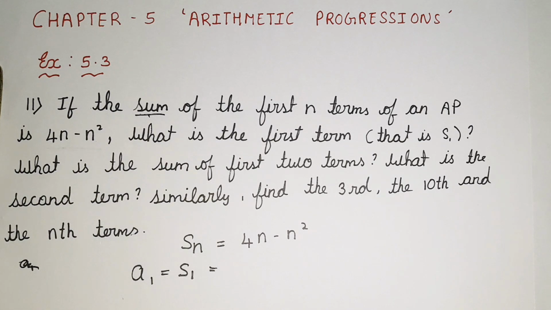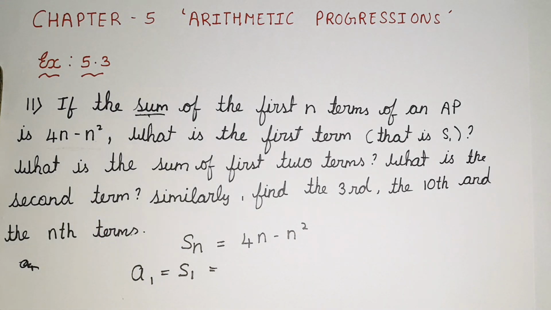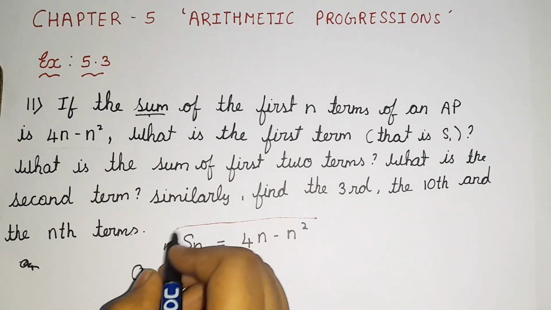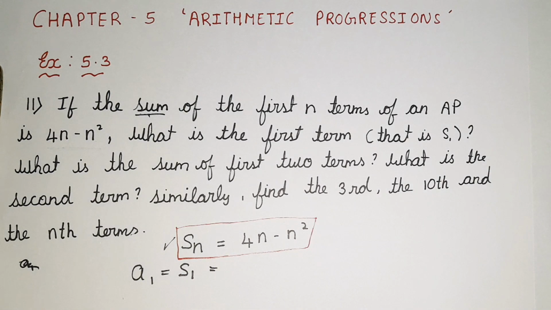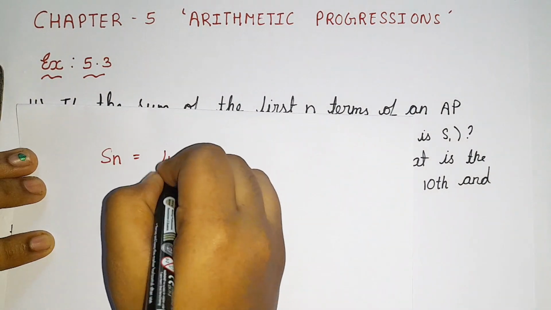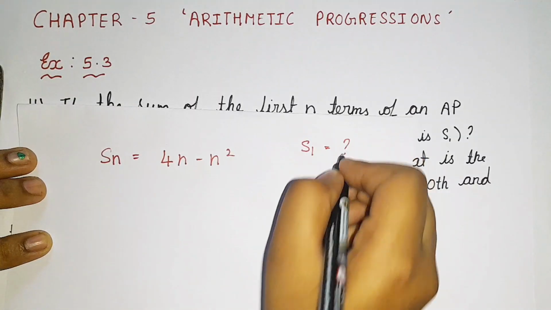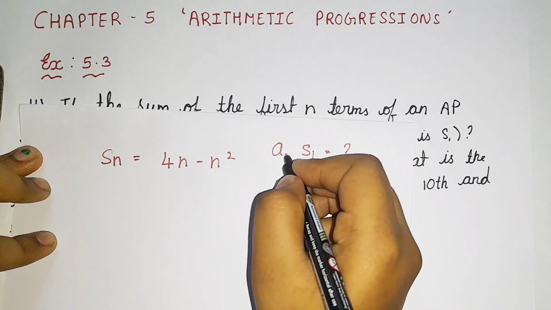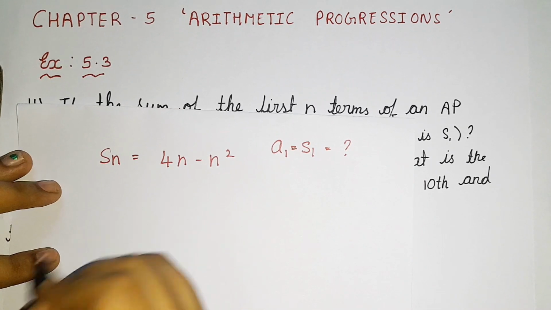Now what are we supposed to find? We are supposed to find the first term. How to find the first term? The only clue is this one: Sn is equal to 4n minus n square. We are going to find all the answers by using this single clue. So first let me write that clue here: Sn is equal to 4n minus n square. Now we are supposed to find the first term. I just told you S1 and A1 are both the same only.